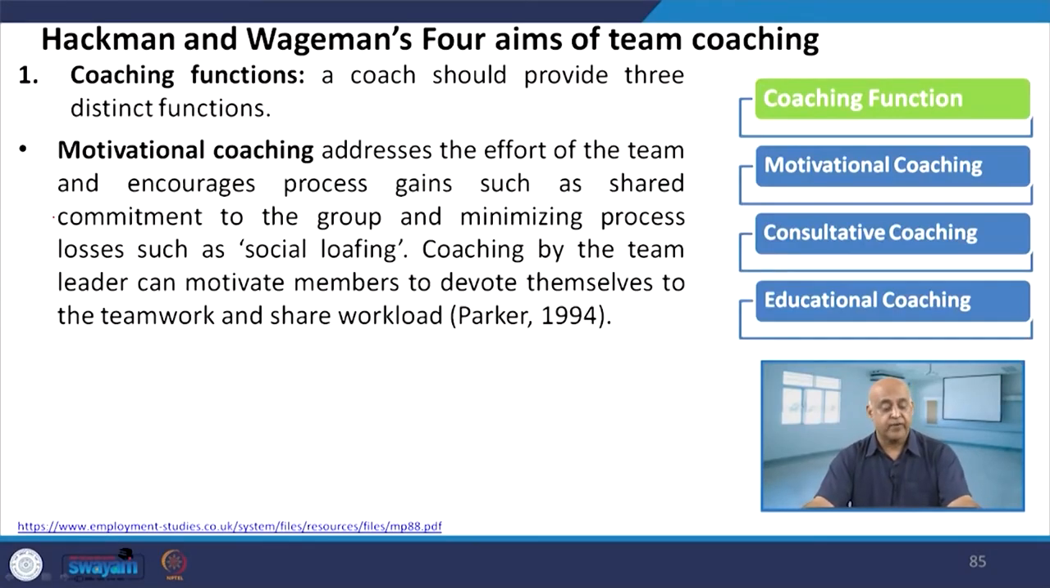Now, a coach should provide 3 distinct functions: motivational coaching, consultative coaching and educational coaching. Motivational coaching builds shared commitment to the group and minimizes process losses such as social loafing. Coaching by the team leader can motivate members to devote themselves to the teamwork and share the workload. So, whenever you are giving this type of coaching, you are using motivational processes.